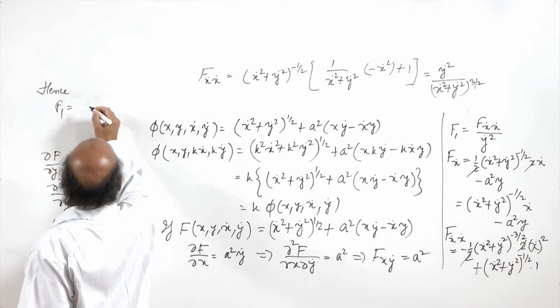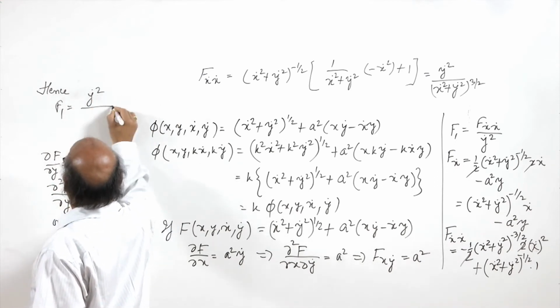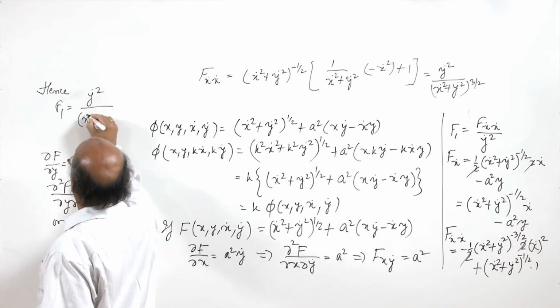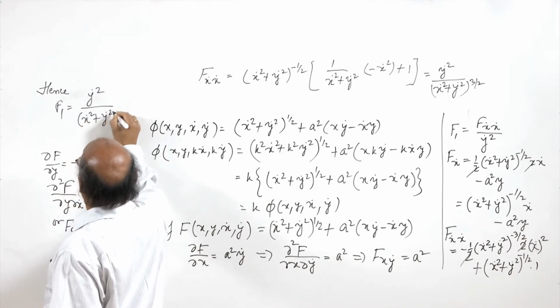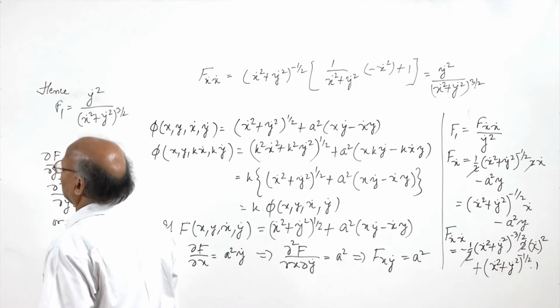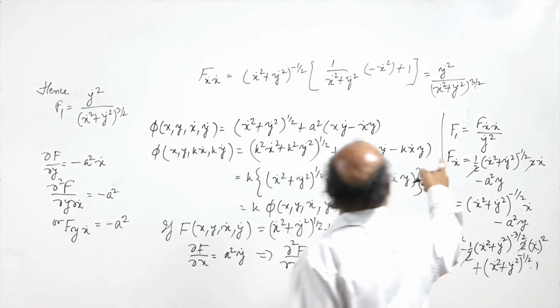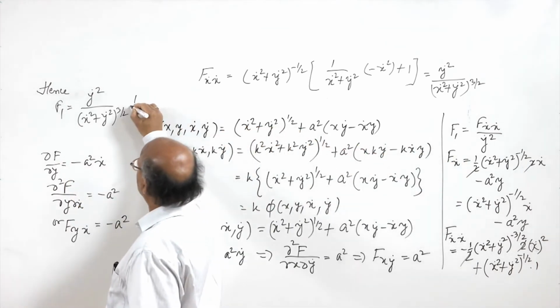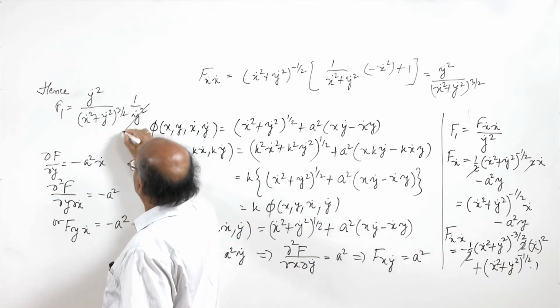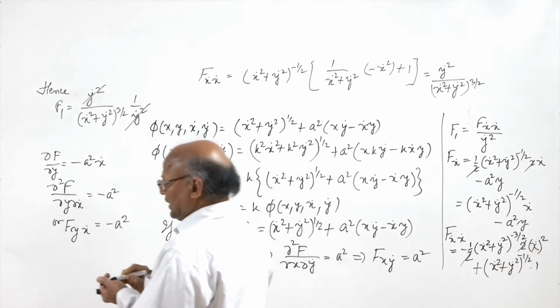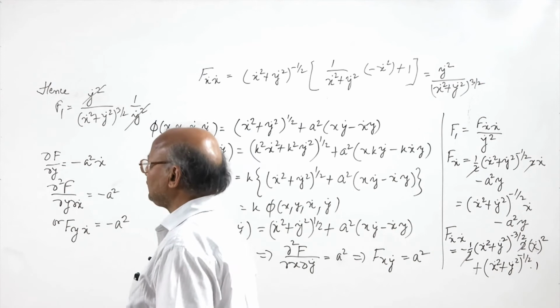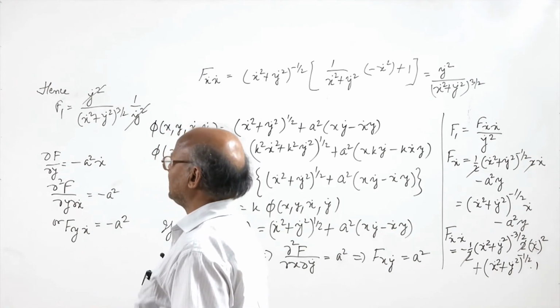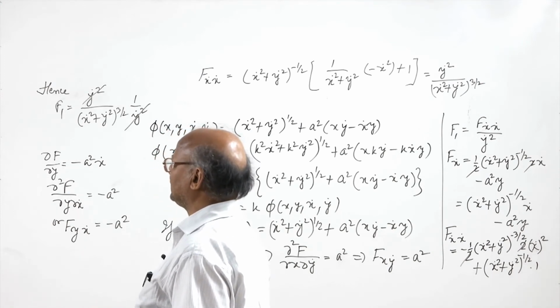f1 is equal to y dot square upon (x dot square plus y dot square) to the power 3 by 2, f x dot x dot divided by y dot square. So 1 upon, so this will cancel and we will get f1. Okay, f1 is 1 upon (x dot square plus y dot square) to the power 3 by 2.